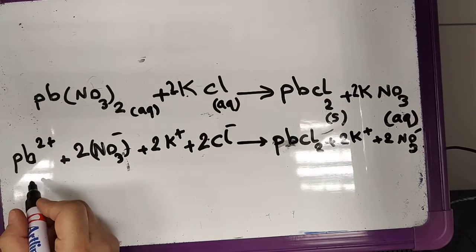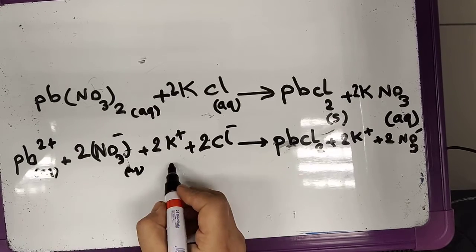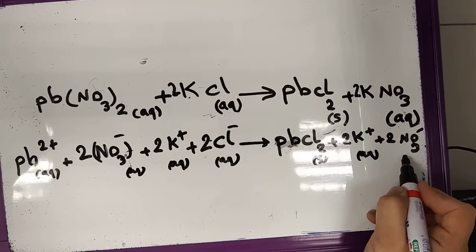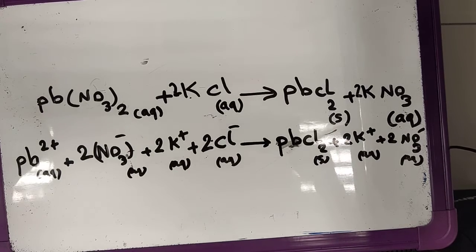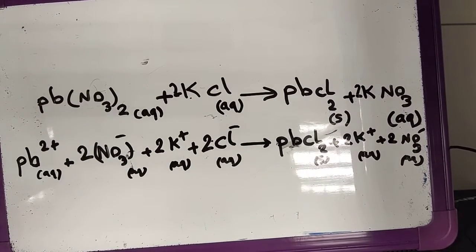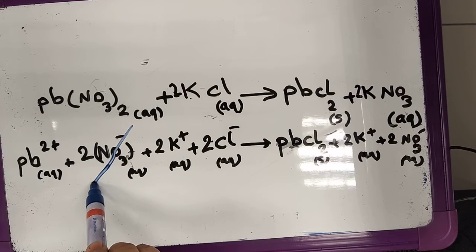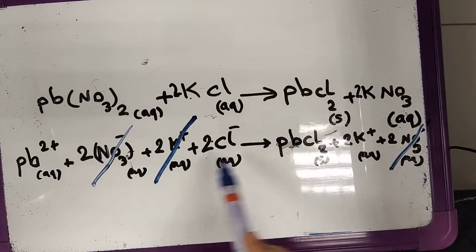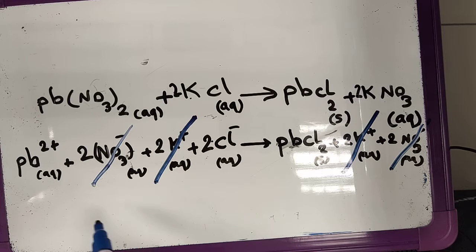Then write the symbol of the state: aqueous, AQ, this is S, this is AQ, this is AQ. The next step, you have to omit or eliminate the spectator ions. So find those ions that are the same on both sides, the product and the reactant. So 2NO3 minus here, and we have 2NO3 minus at the other side, so I just eliminate it. The 2K plus and the 2K plus, so what is left, you just rewrite and it becomes the net ionic equation without the spectator ions.